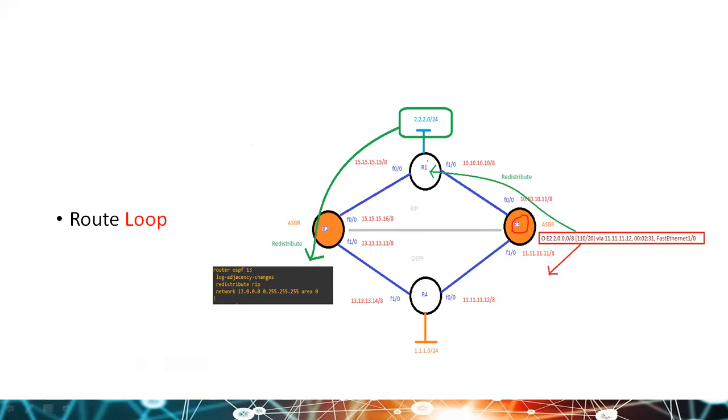Let me revise what I just mentioned. Initially, R2 redistributed the 2.2.2.0 network into OSPF using this command. Now, this topology is very simple. We just have 4 routers. It's not a big topology, easy to track. But imagine it is a big LAN network, and someone on R3 runs a command so that all the OSPF networks are automatically redistributed into RIP.